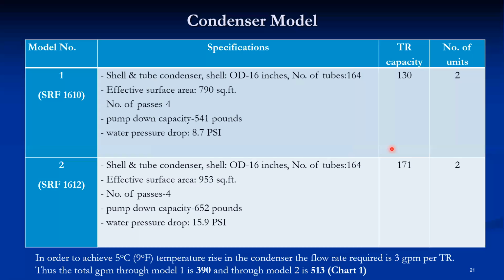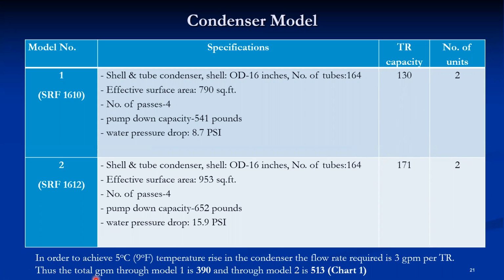So 170, because 160 TR is the cooling capacity of one side for holding for regular load. So to meet that, 171 means a slightly oversized condenser is selected, one on each side. Similarly, this is for pre-cooling application. So two separate condensers are used.